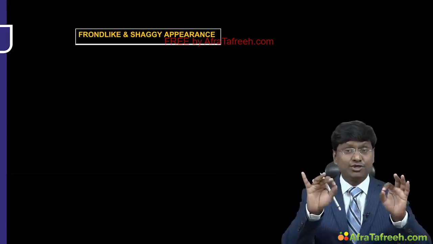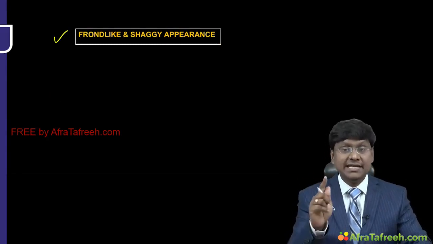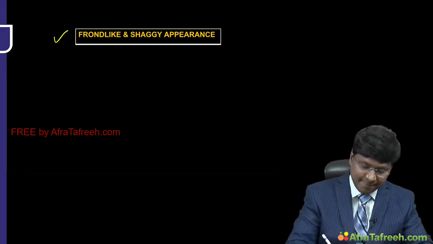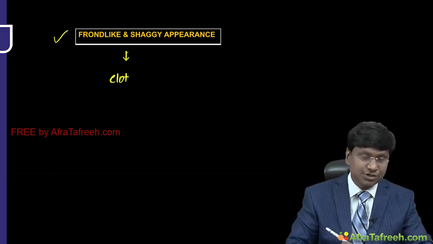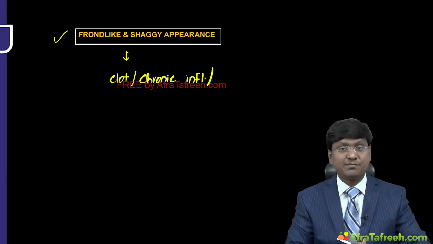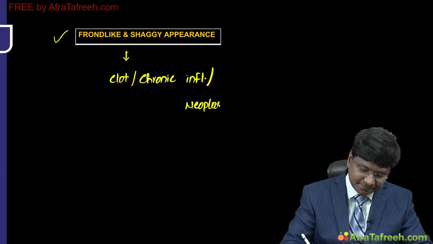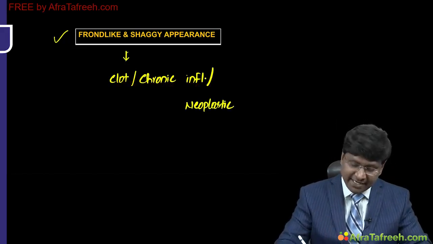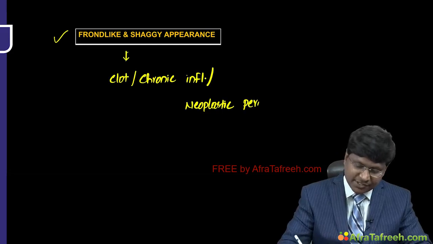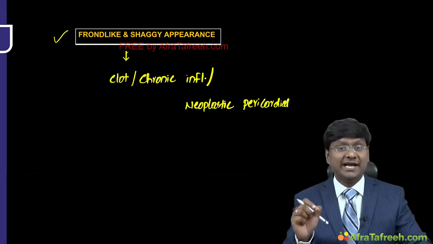Now within the effusion, if you notice that there is a frond-like and shaggy appearance in the pericardial space, that tells that there is presence of clots. That tells that there is chronic inflammation within the pericardial space. That tells that neoplastic pericardial processes are going on. Okay, so that is about the presence of a frond-like and shaggy appearance.